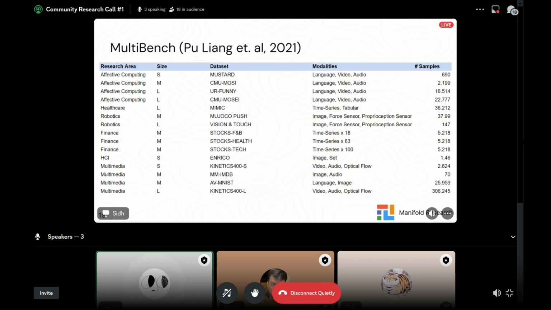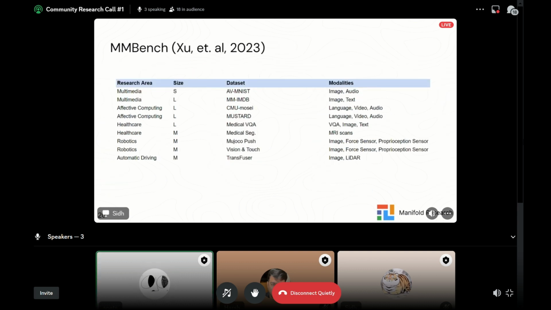Next, we have another benchmark where you have some control stuff, some VQA, but at the same time you have, for example, automatic driving. That is kind of weird, and some MRI scans. Again, we're not trying to focus on that type of stuff, although it would be pretty cool if we got results from that. And finally, we have another benchmark.